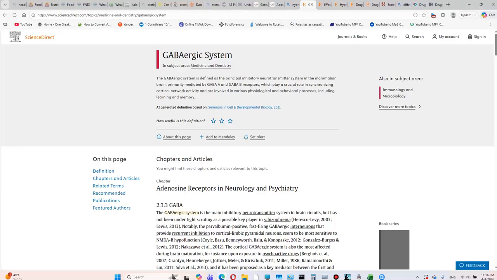The GABAergic system is defined as the principal inhibitory neurotransmitter system in the mammalian brain, primarily mediated by GABA-A and GABA-B receptors, which play a crucial role in synchronizing cortical network activity and are involved in various physiological and behavioral processes, including learning and memory.